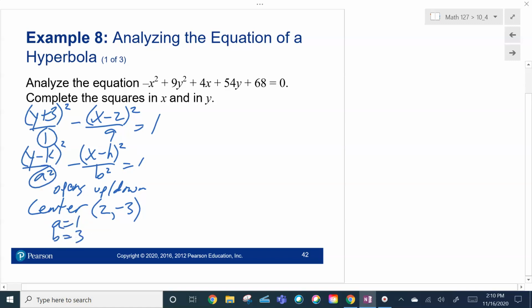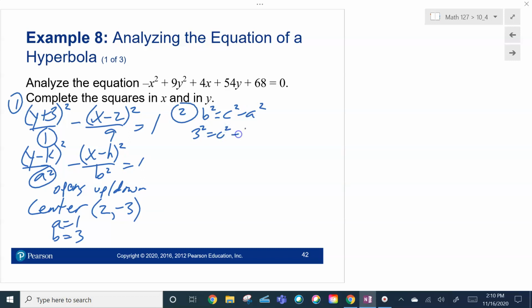So I'm going to go ahead and do, after I've completed the square and gotten the equation, step 2, I'm going to say b squared equals c squared minus a squared, so I can find my c. So I have 3 squared equals c squared minus 1 squared, so c equals plus or minus root 10.